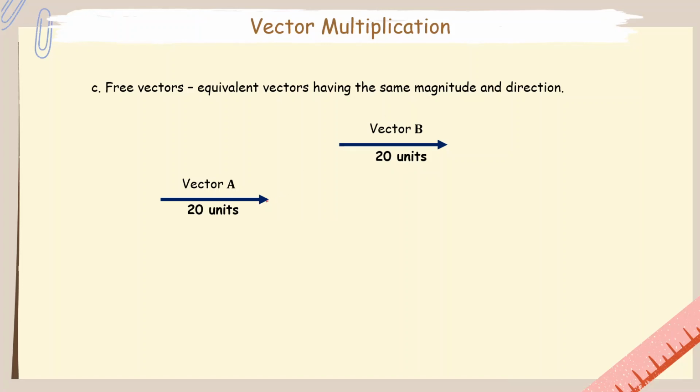Not the same line of action kasi, di ba, yung vector A, dito siya, ito yung line of action niya. And vector B is dito. So, hindi sila same of line of action. So, they are just free vectors.